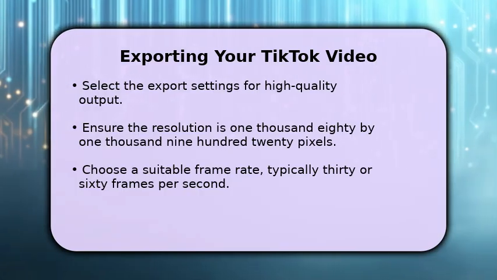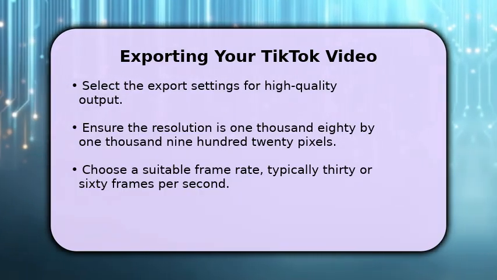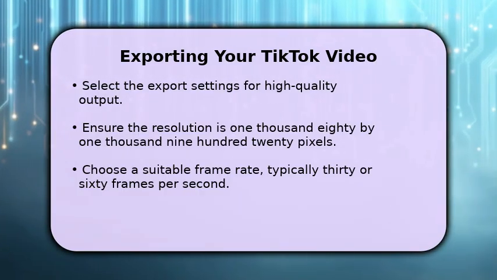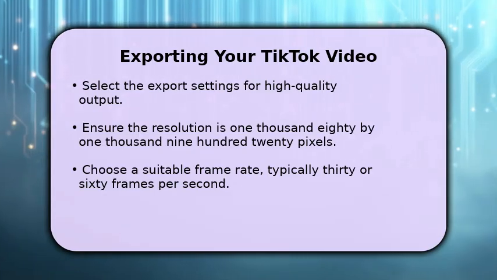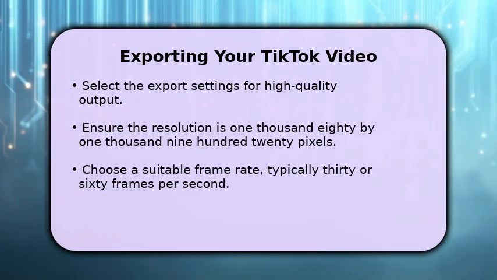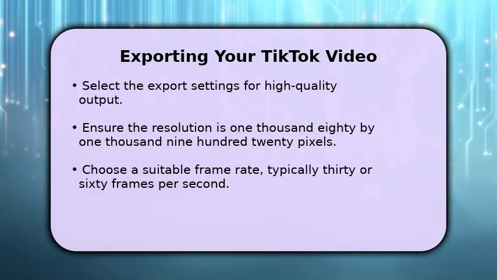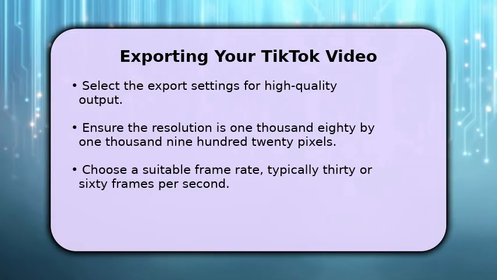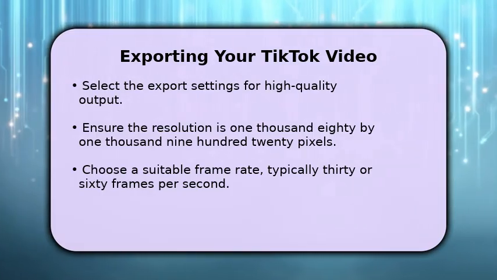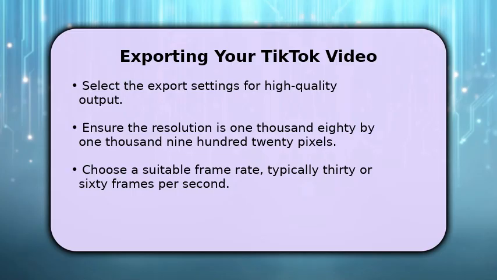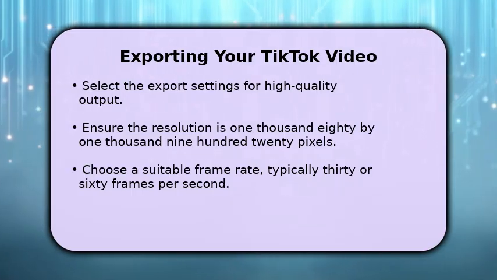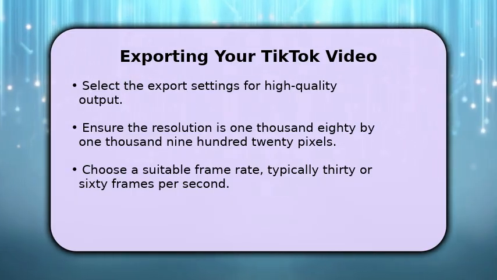First, select the export settings to ensure high-quality output. It's crucial to confirm your resolution is set to 1080 by 1920 pixels, which is the standard for TikTok. Also, choose a suitable frame rate, typically 30 or 60 frames per second, for smooth playback. Once exported, your video is ready to be uploaded and shared with the world.